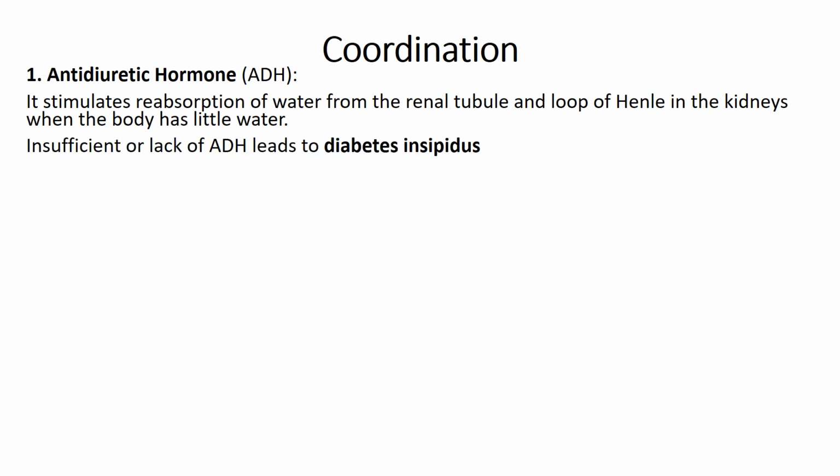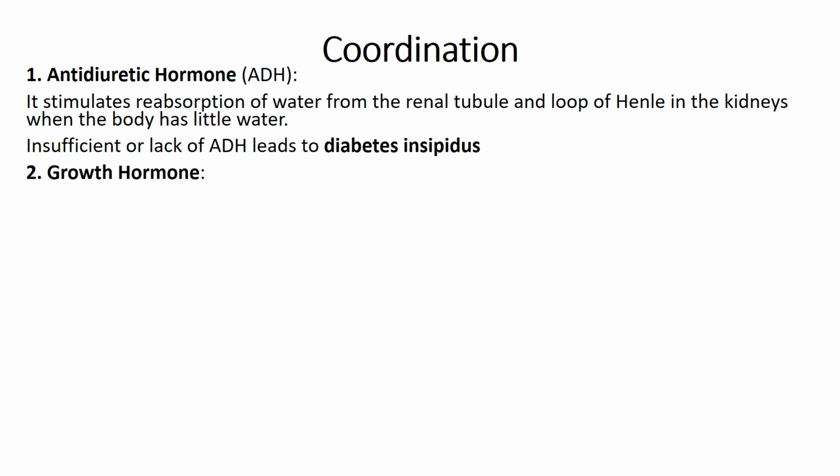So when you don't have enough ADH being secreted by the pituitary gland, you are going to suffer a disease called diabetes insipidus. What happens is when a person goes to urinate, there's going to be a large volume of urine coming out. Okay, and this urine is going to be diluted, white in color, because there's too much water in the urine. The reason is the ADH is not helping to take back the water in the body, so that person is going to be losing a lot of water.